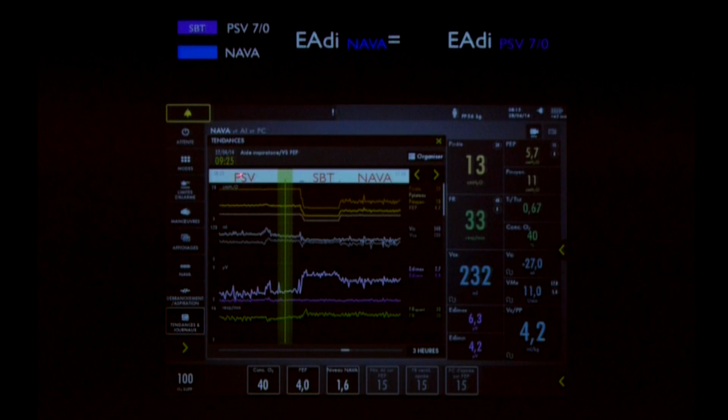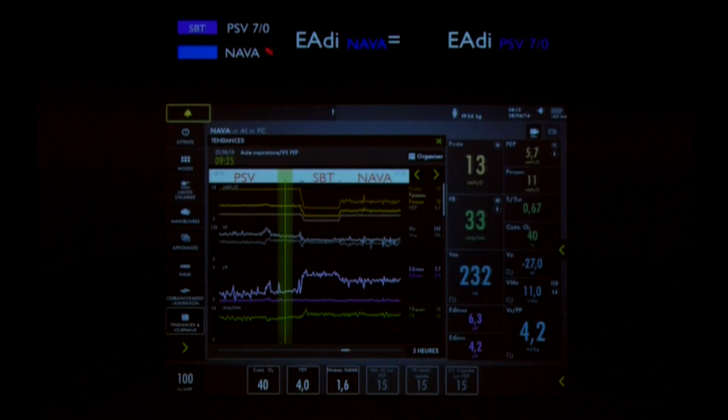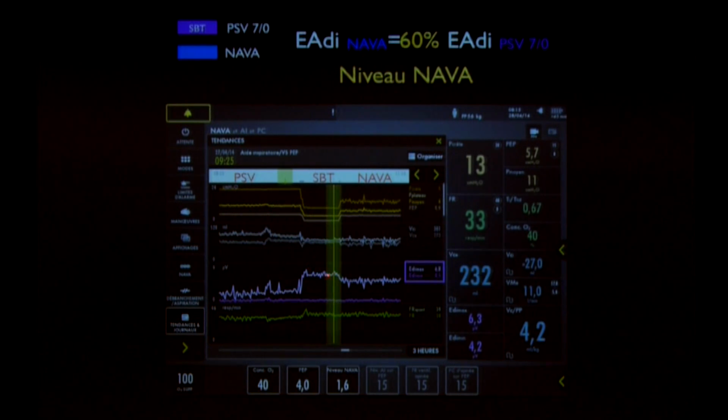So here the patient is under pressure support, then here the spontaneous breathing trial, where we use pressure support with 7 of assist and no PEEP. So the EDI is here, and the EDI during NAVA has to be 60% of the EDI during the spontaneous breathing. You can see that during the spontaneous breathing, EDI increases here, and then we reduce, and we target a difference between here and here of at least 40%. It's important because it means that once the patient is on NAVA with this transplant lung, he is able to have more EDI if he wants. So he could have a higher EDI, a higher pressure assist, and a higher tidal volume.